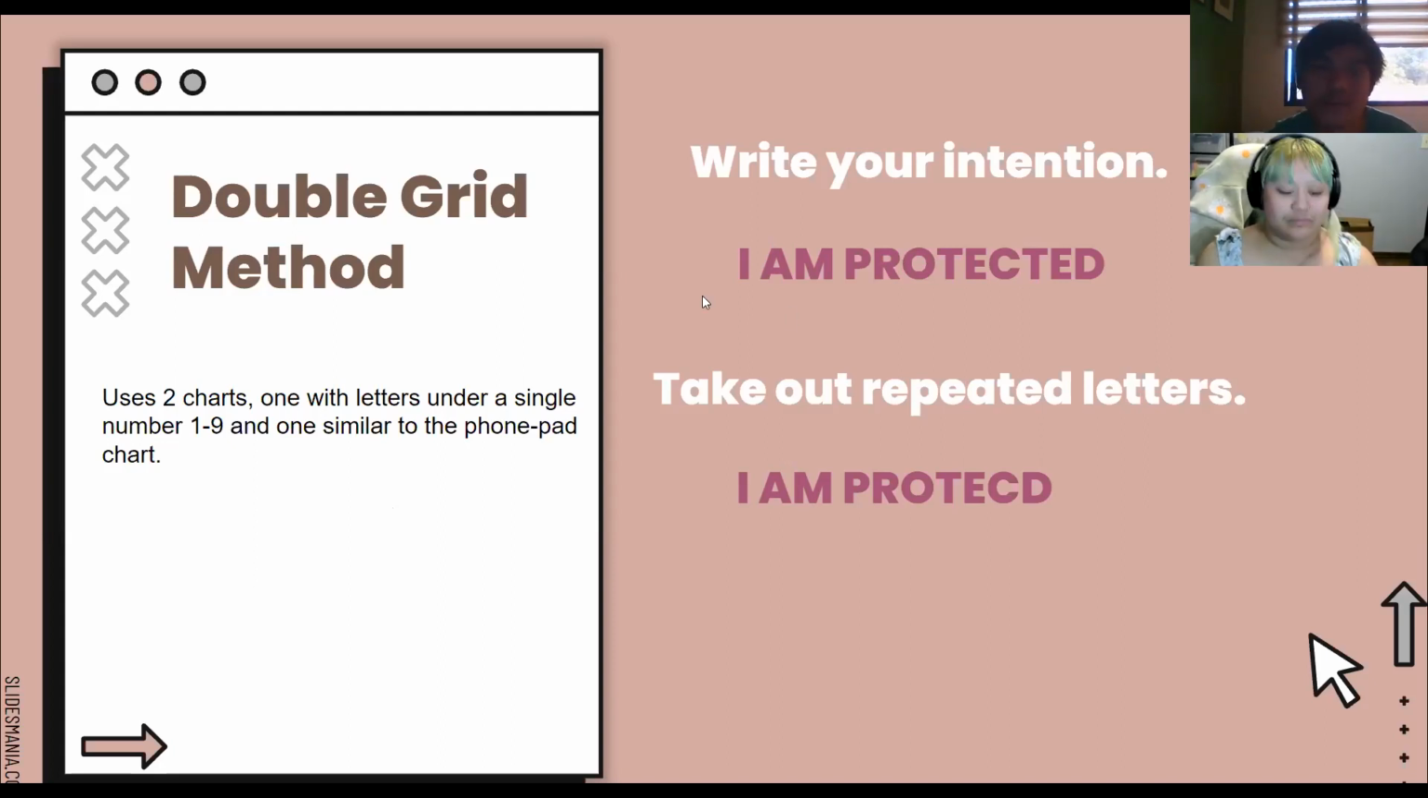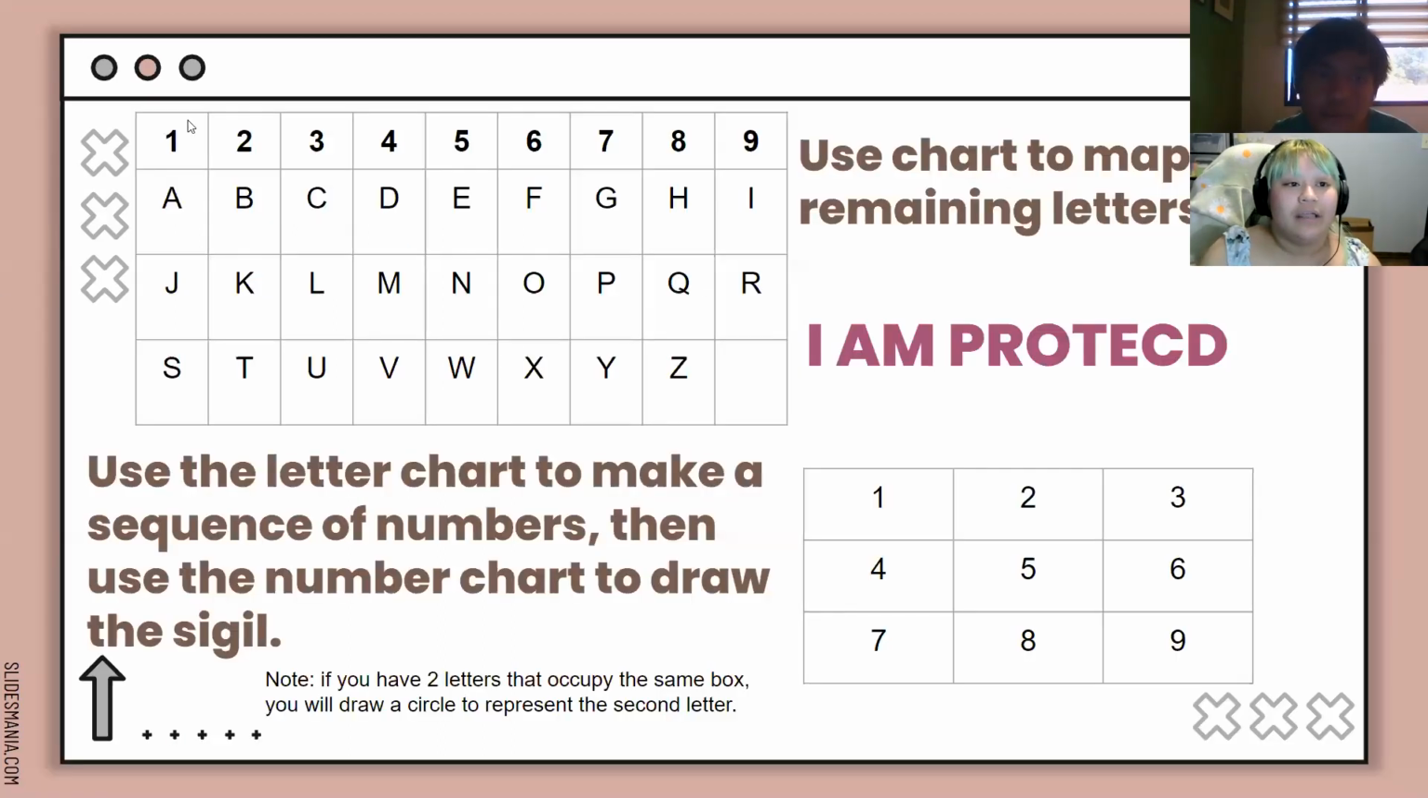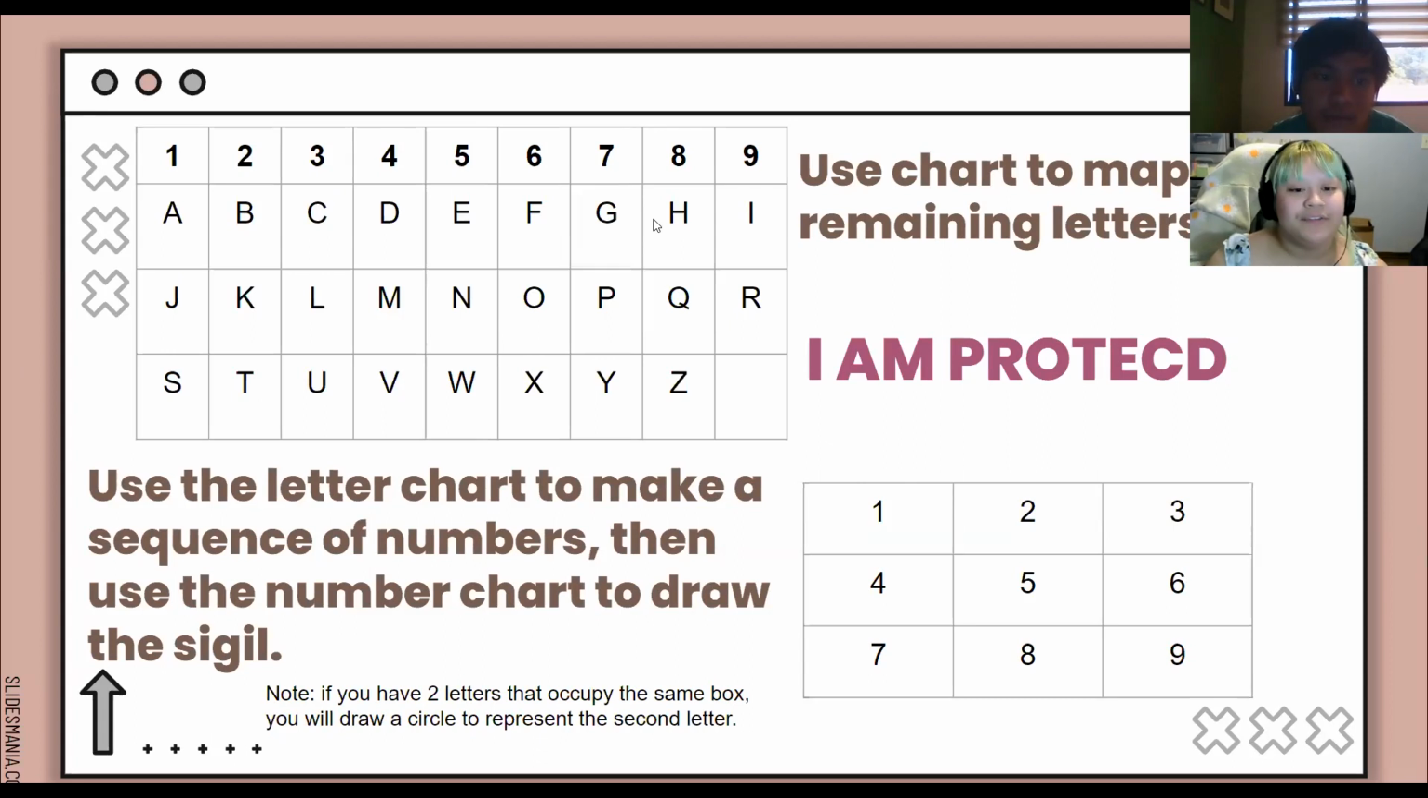The chart. This larger chart is the first one, the letter chart. So you would take your letters and take note of which numbers they are under. Use the letter chart to make a sequence of numbers, and then you would take those numbers and use the number chart to draw the actual sigil. So for this one, let's see.